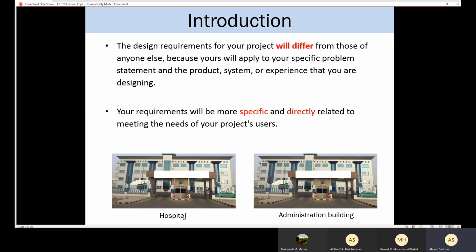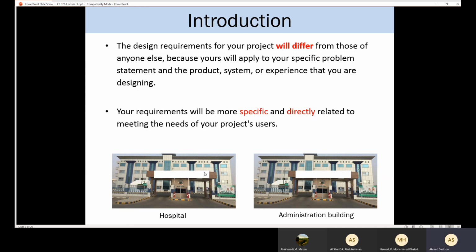Also, how much you are going to spend on the hospital is of course going to be much more than the administration building. So even though here we have identical buildings from the outside, the design requirements are going to be different from this building to that building. So your requirements will be more specific and directly related to meeting the needs of your project's users.